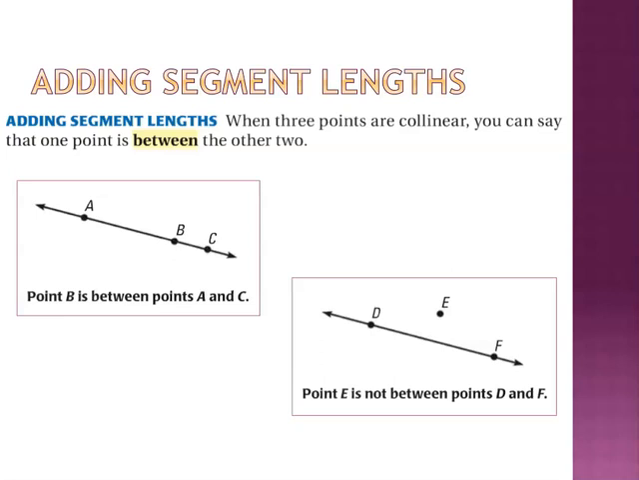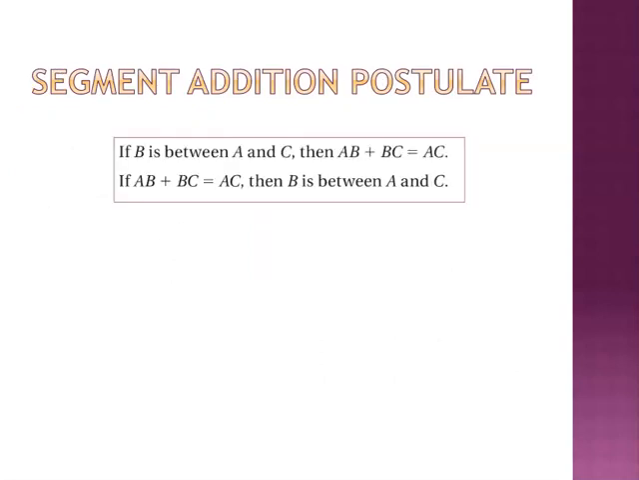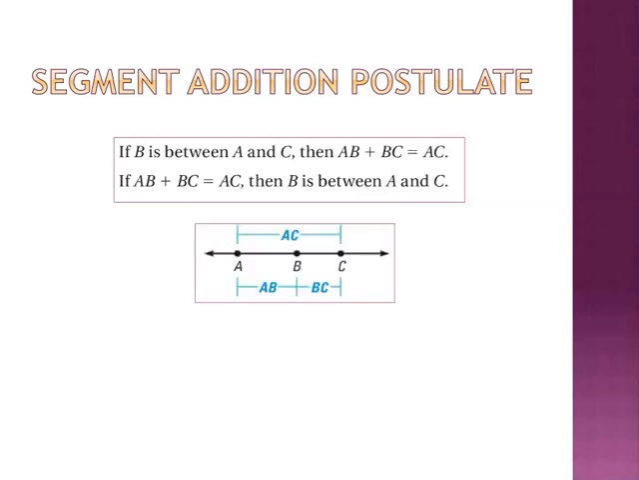Okay, so we next have what we call the segment addition postulate. So this says if B is between A and C, then AB plus BC is equal to AC. Same thing goes the other way. So if AB plus BC is equal to AC, then B is between A and C.